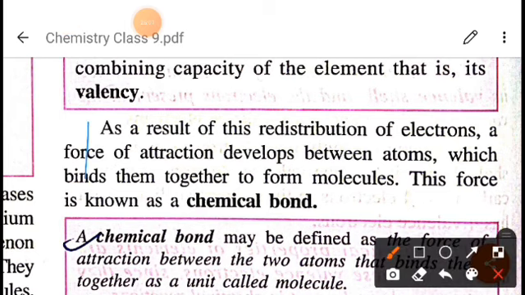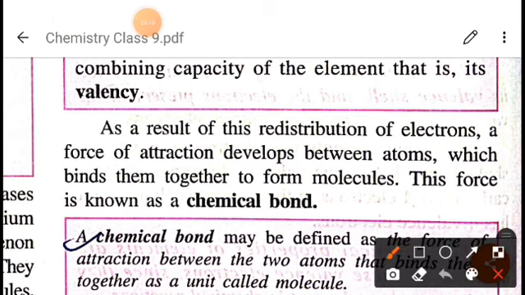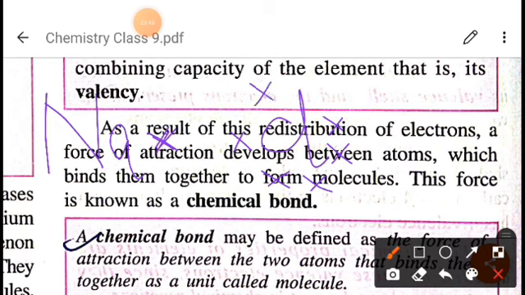Suppose we have sodium here. In sodium, how many electrons are there in the outermost shell? Only one. And now suppose this is chlorine here. In chlorine, how many electrons are there in the outermost shell? 7, right? 1, 2, 3, 4, 5, 6, and 7.